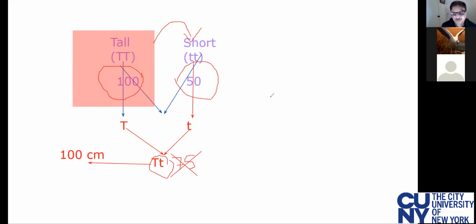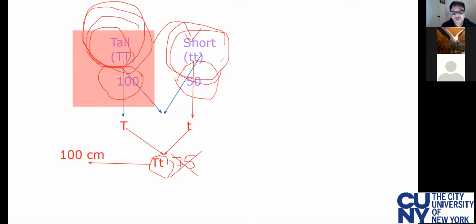So tallness becomes dominant. This doesn't mean that the short character is deleted or removed. It is suppressed for the time being. In genetic terms, we use the word recessive. So tallness is a dominant character because it expresses itself, and shortness is a recessive character because it doesn't express itself. It might express later on.